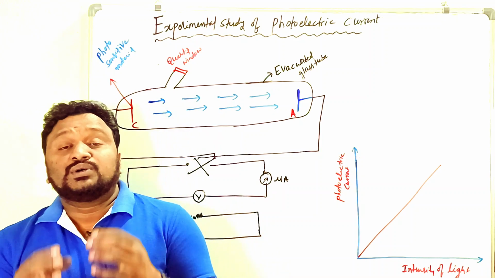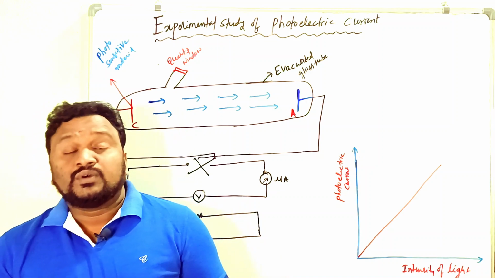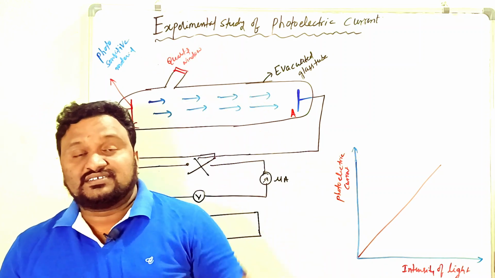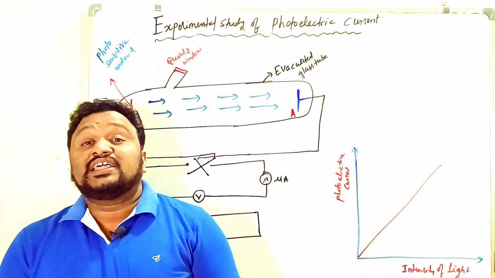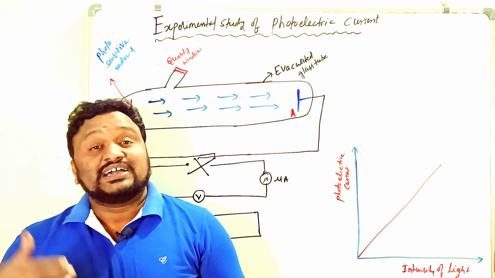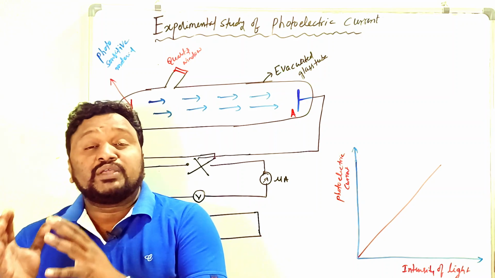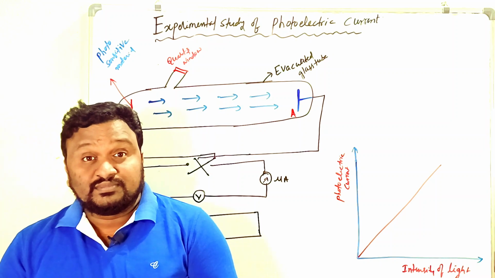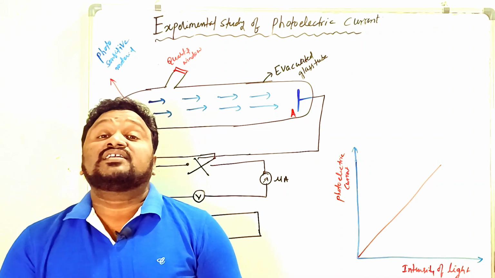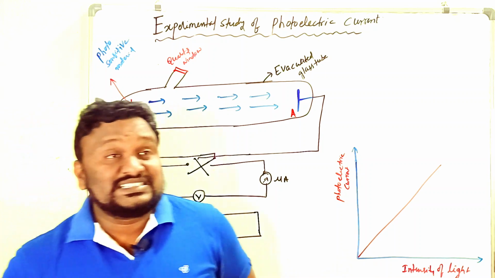So dear friends, what is meant by photoelectric effect? Photo means light energy. When a certain amount of light energy is incident on the metal surface, electrons are liberated from it. When radiation of a certain frequency is incident on the metal surface, the electrons are removed from the metal surface. That is what we call photoelectric current.